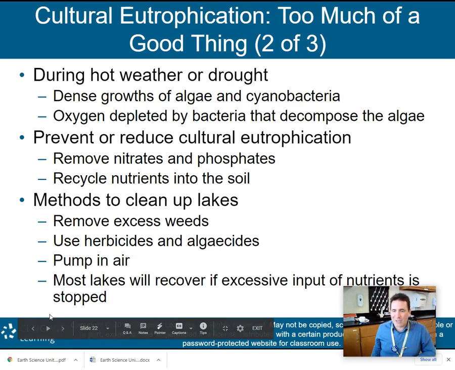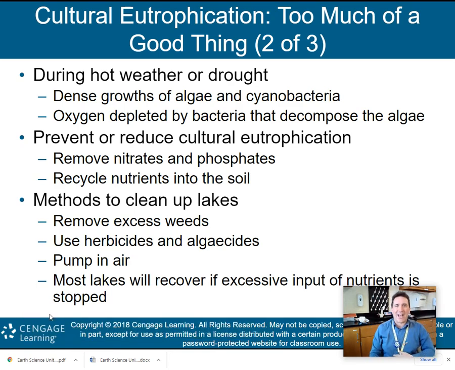This basically talks about what I just said. During hot weather or drought, you get dense growths of algae and cyanobacteria. Oxygen is depleted by the bacteria that decompose that algae, and then you get your oxygen sag curve to occur.